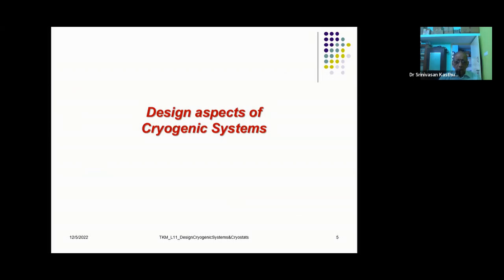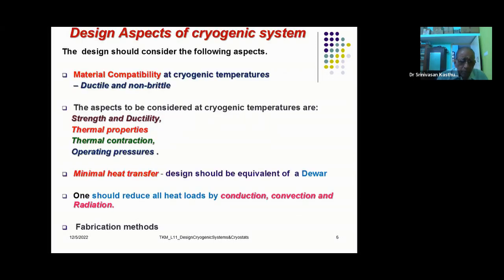And also the safety aspects of this are very important to be taken care of. Okay. Now let's go one by one. We'll start with the design aspects. First, let us talk about the various things that are involved here. One is the material compatibility at cryogenic temperatures, which means that the material has to be ductile and non-brittle. So it should be compatible for low temperature work. You cannot use a material which becomes brittle.